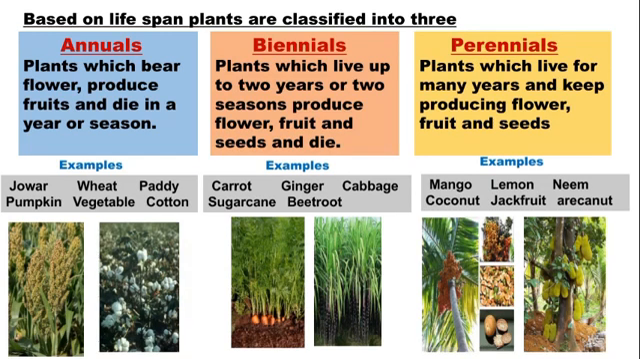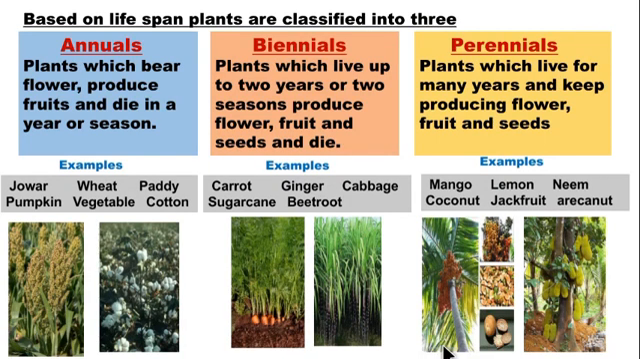In the below picture you can see jowar and cotton plants. Next one is biennials. Plants which live up to 2 years or 2 seasons, produce flower, fruit and seeds and die. Those are called biennials. For example, carrot, ginger, cabbage, sugarcane, beetroot. Below the picture you can see carrot and sugarcane.